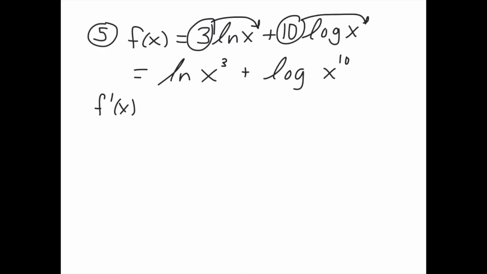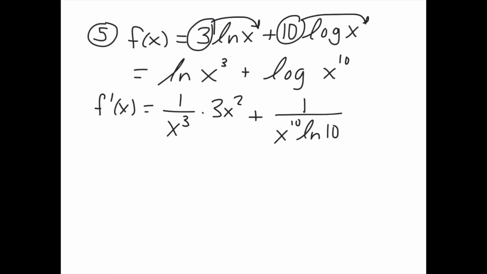So for our derivative, the derivative of the outside function, when we leave the inside completely alone, is going to be just 1 over x cubed, and then the derivative of the inside is 3x squared, which will simplify in a minute. Plus, over here we'll have 1 over, leaving the inside alone, x to the 10th ln of 10. This 10 comes from the base 10 that was happening here, and then times the derivative of the inside function, which is 10x to the 9th.